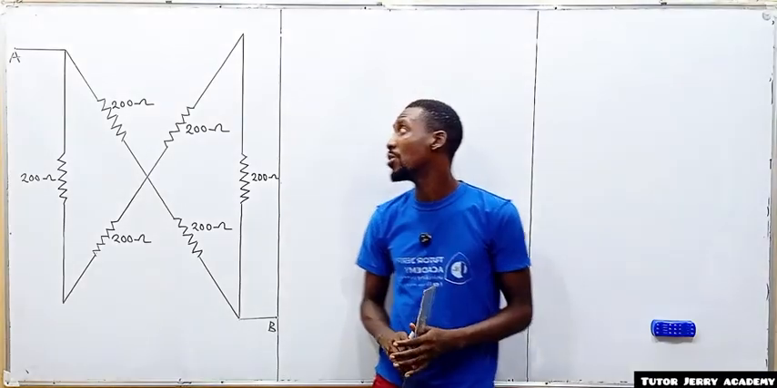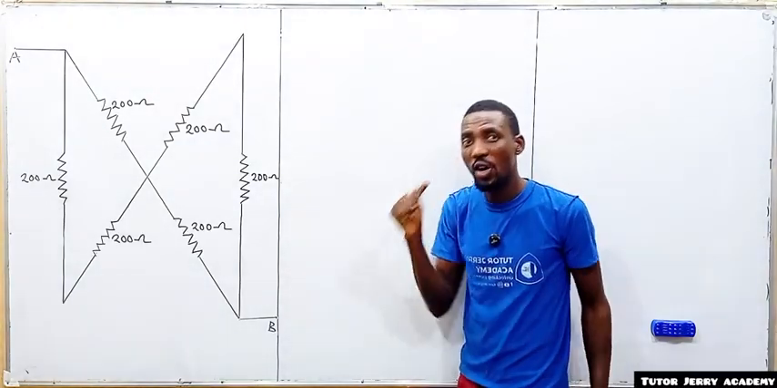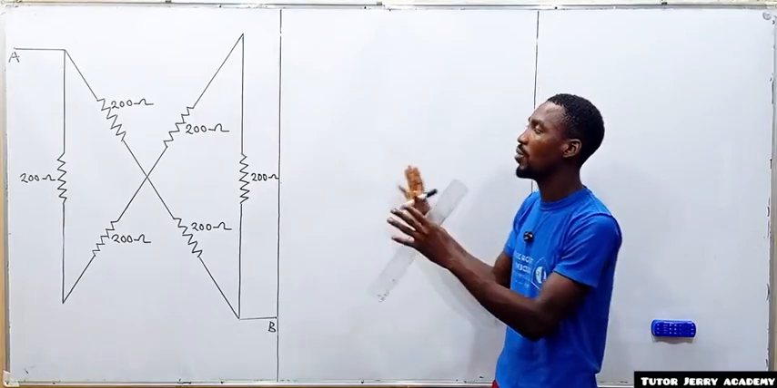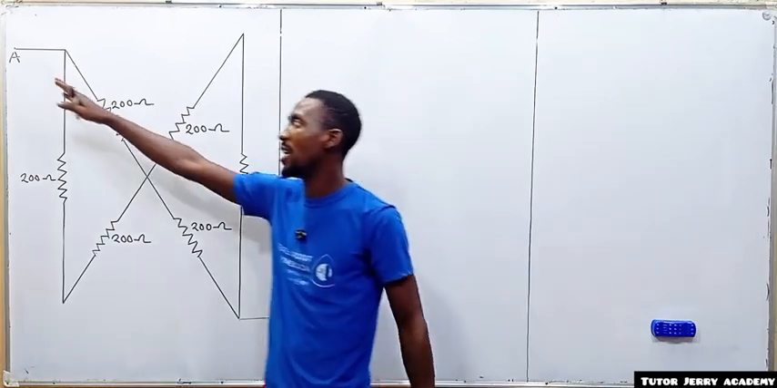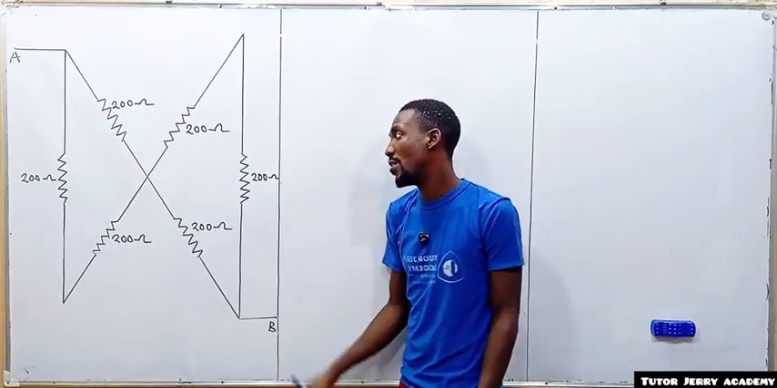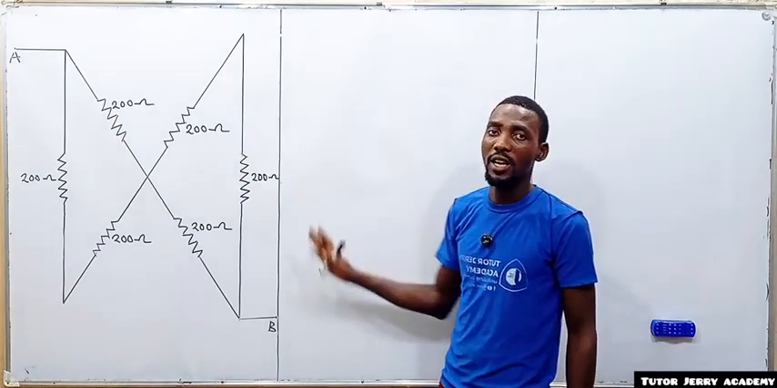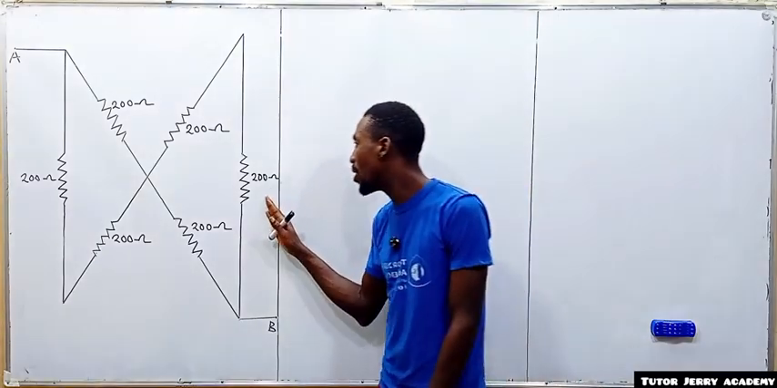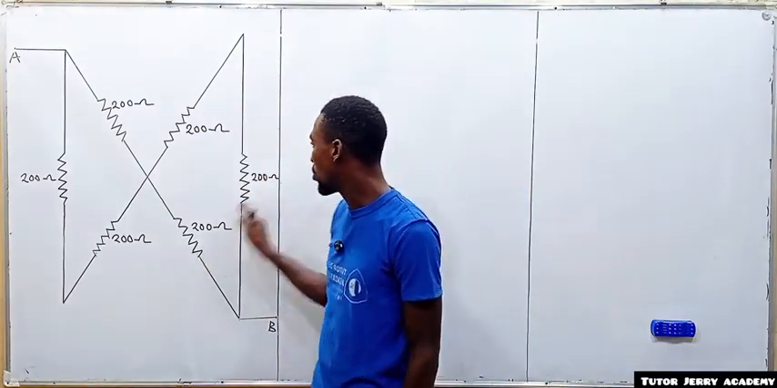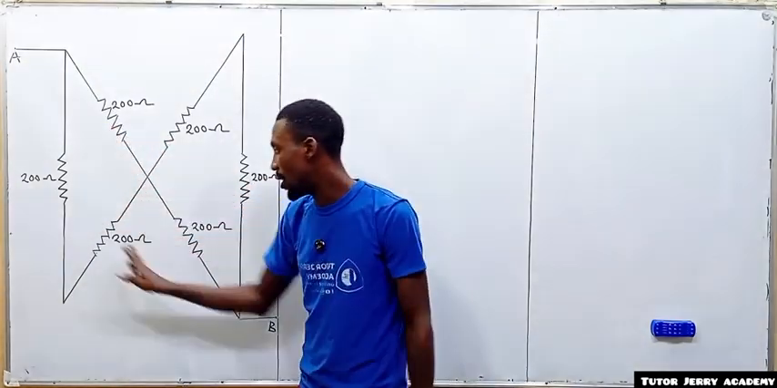All right, we are going to be solving another interesting question under circuit analysis. The question says we should find the equivalent resistance between terminal A and B. If you look at the above circuit clearly, you are going to observe that we have 200 ohms all through, 200 ohms, 200 ohms, 200 ohms, and so on and so forth.